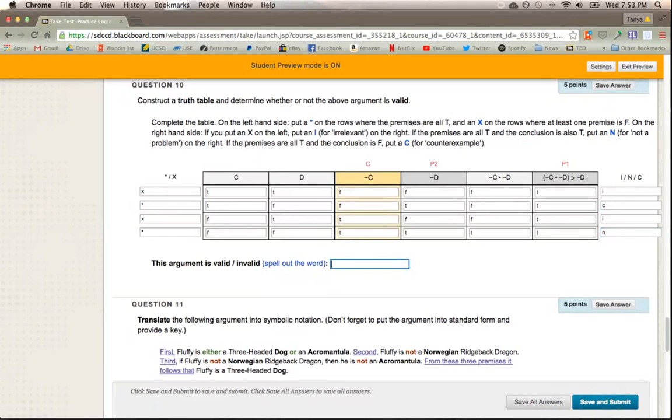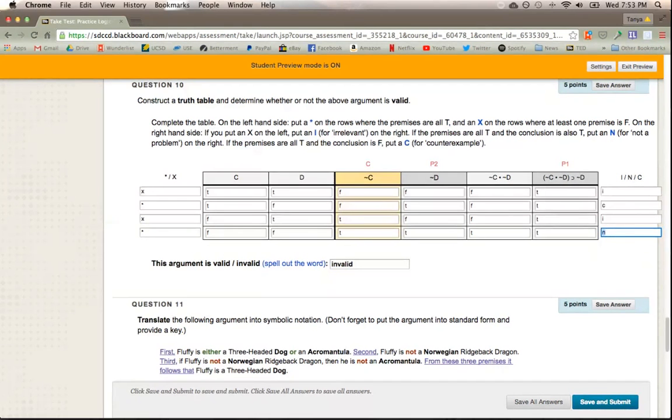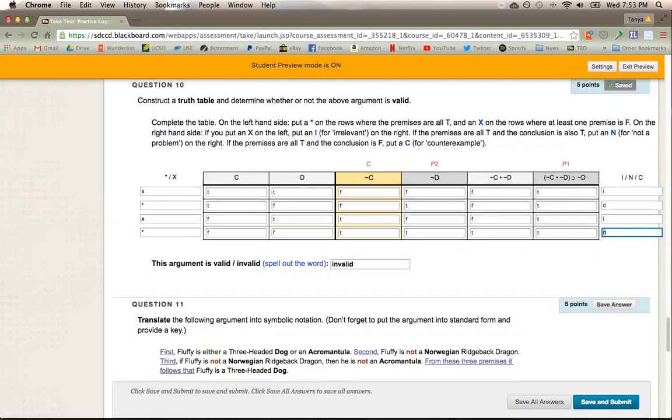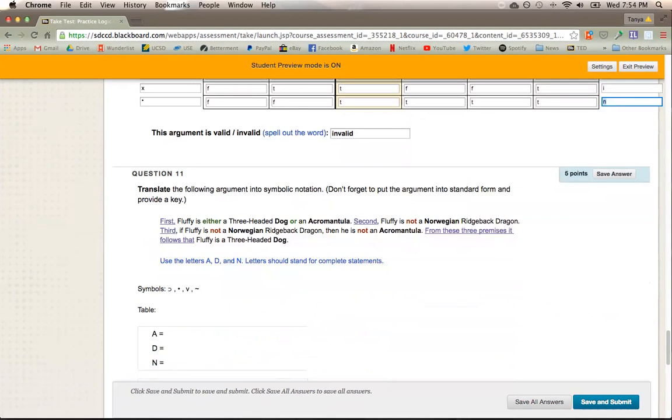If you find a problem row, a counterexample row, that shows you that the premises don't jointly imply the conclusion, and therefore the argument is not valid. This is invalid, spell it out. The fact that there is one row where the premises are both true and the conclusion is true doesn't tell us the argument is good. That just tells us it's possible everything is true, but we're looking, do the premises guarantee the conclusion is true? And because row two exists, the answer is no. That's complete.